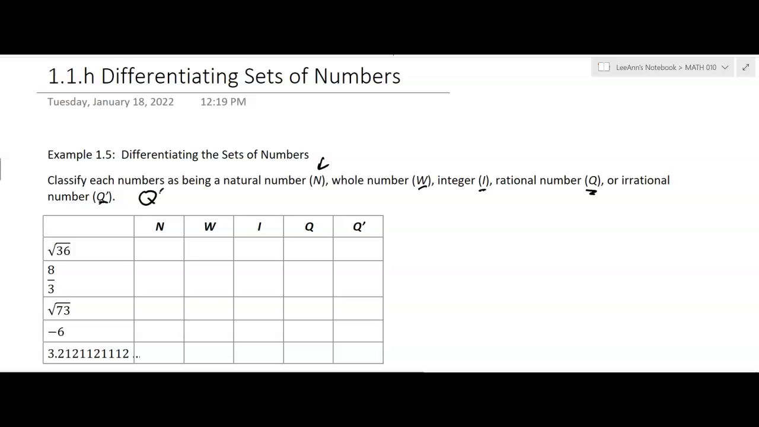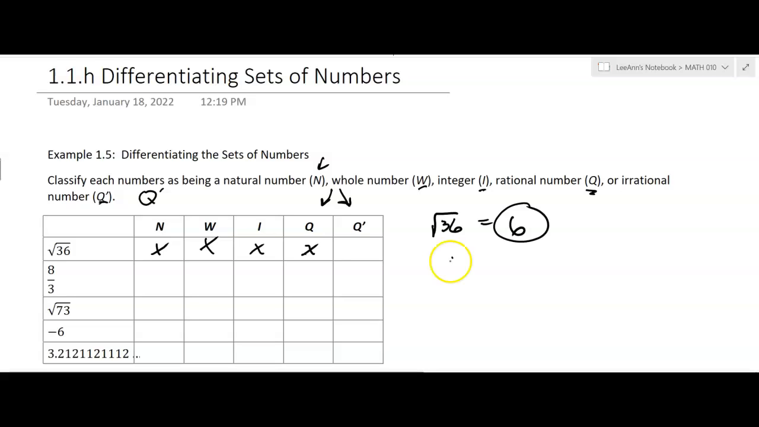The first thing you want to do is take the number, like the first number is the square root of 36. You want to simplify that. And that is equal to 6. Now decide, is that a natural number? Yes. So we're just going to mark that it's a natural number. Is it a whole number? Yes. Is it an integer? Yes. And is it a rational number? Yes. Now remember, you can't have both rational and irrational. So on those last two columns, it's going to be one or the other, but it can't be both. All right, so just remember that. But that one turned out to be a 6, which is one of your natural numbers. Therefore, it's also a whole number, it's also an integer, and it's also a rational number.